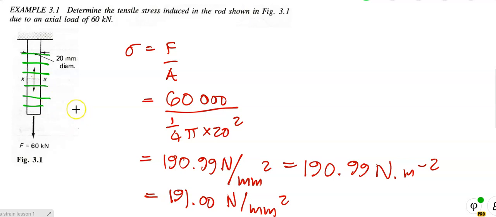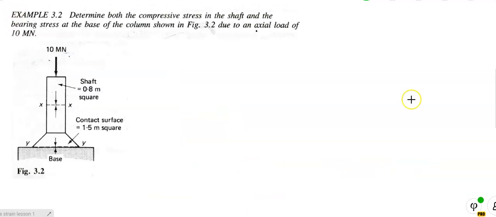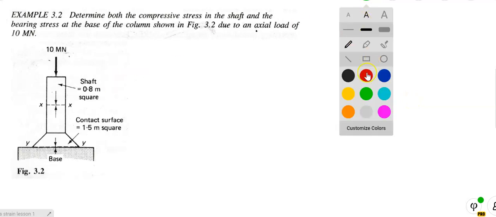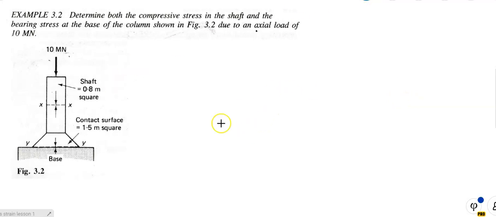Right, people. Let's go on to example 2. Let me just change it over here. Example 3.2. Determine both the compressive stress in the shaft, which is a square shaft, and the bearing stress at the base of the column, shown in the figure there. So there's a square shaft, and then there's a taper. It gets wider as you go, sitting on the base there.